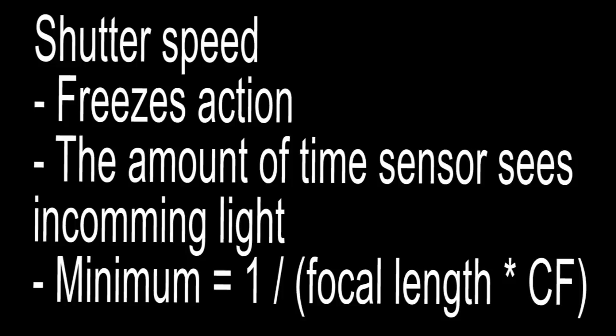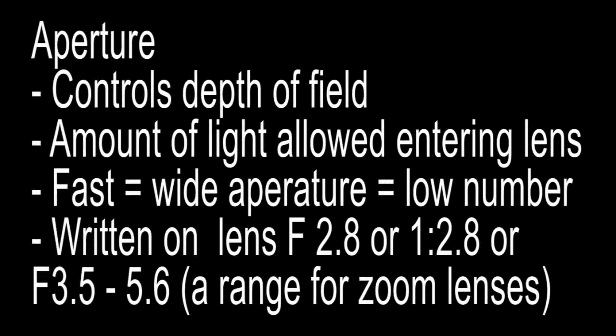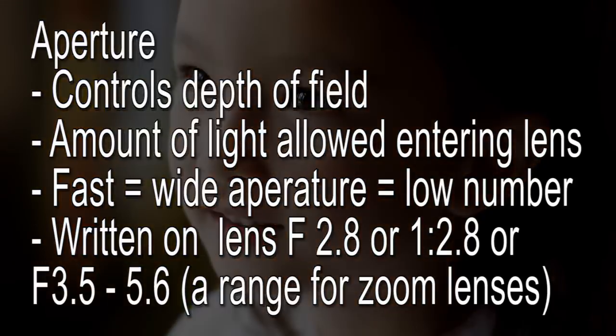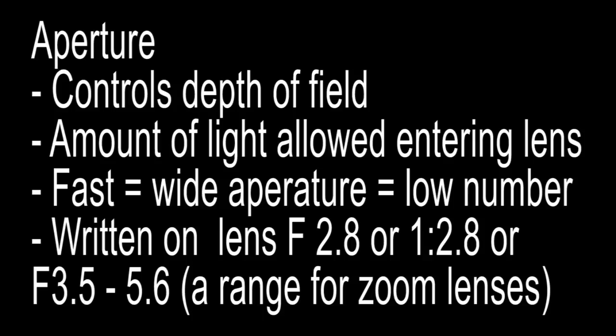The next major setting on your camera is aperture, and it controls the depth of field, or how much is in focus in front of the subject or behind it. Basically, it controls the amount of light that's allowed to enter the lens. Fast equals wide aperture equals a low number. Typically, this will be written on the lens like an f2.8 or a ratio like 1 to 2.8. Values for lenses that you can buy range from 1.4 up to about 5.6.